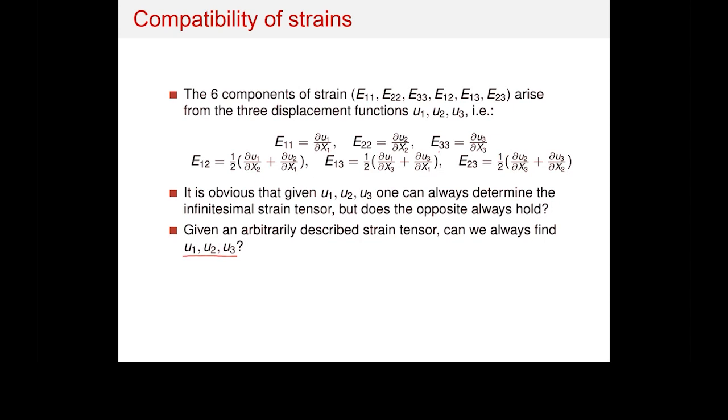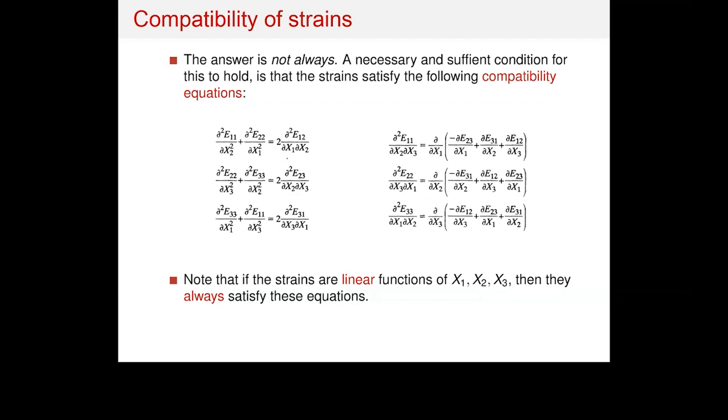So for these components to be able to satisfy the condition that all of them would belong to only these 3 displacements, we need to impose some extra conditions on them. This is called the compatibility of the strains. For any strain field or strain tensor, to check if it is compatible or not, we need to check this set of equations.